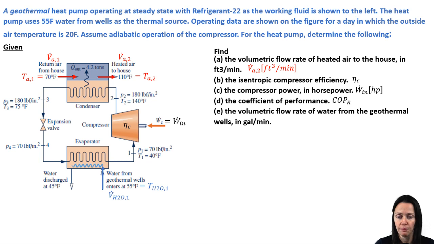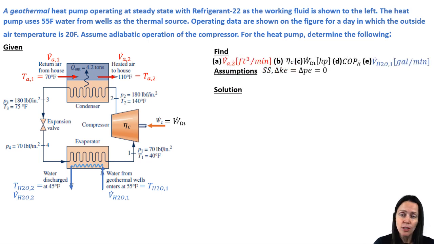So if you look at the bottom here, this is the flow of the water through that evaporator. I've designated 55 degrees Fahrenheit as TH201, and I've also designated a volumetric flow rate and then done the same thing on the other side of the outlet. And what we're interested in is the volumetric flow rate of the water from the geothermal wells. So, all right, let's start going. So our assumptions: steady state, kinetic and potential energy changes are 0, and that's it for now. So let's keep on going.